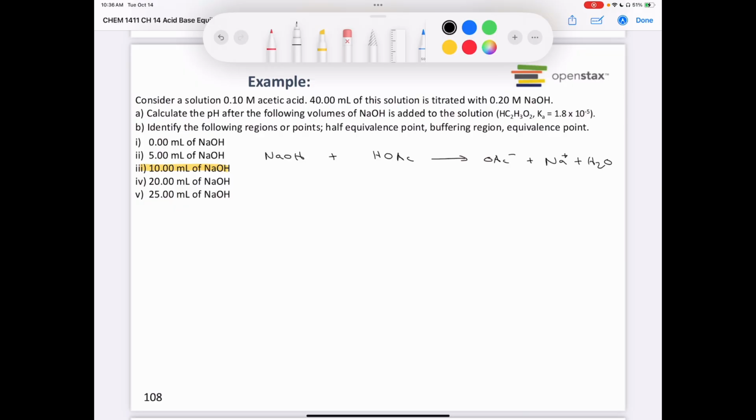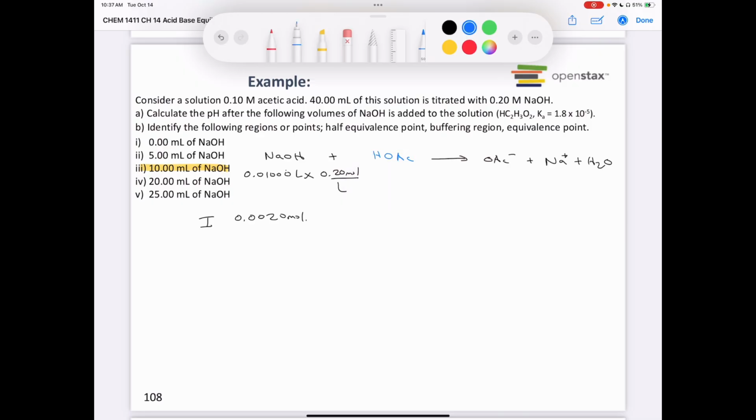So for our sodium hydroxide, we want to figure out the number of moles. We have 0.0100 liters, no, I'm missing a zero there, aren't I? 0.0100 liters multiplied by 0.20 moles per liter. So that means the initial number of moles of my sodium hydroxide is going to be 0.0020 moles.